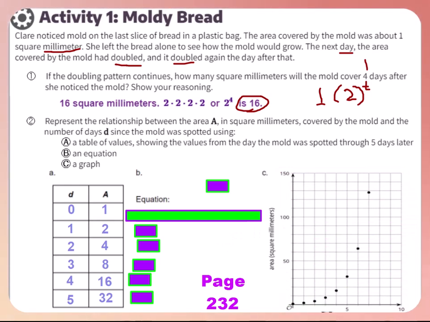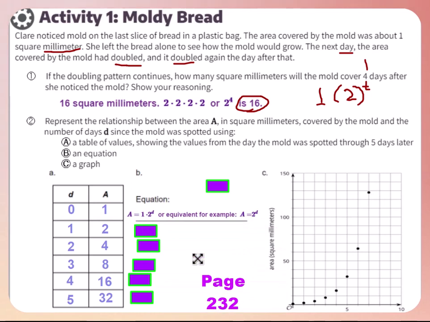Now if we graph that, you can see 0, 1, 1, 2, 2, 4, 3, 8, 4, 16, 5, 32, and you can keep going. It's going to increase rapidly and it's going to curve and go up. So this is showing growth.